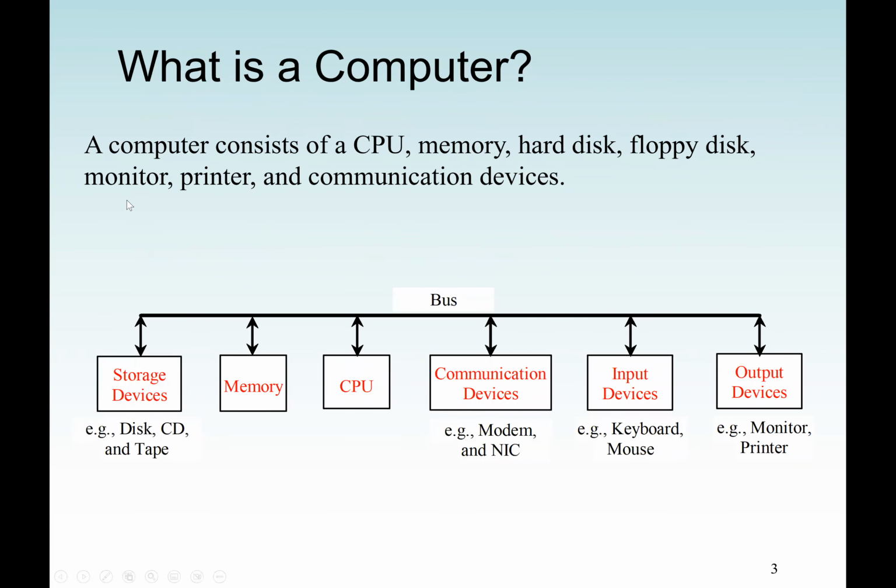So what is a computer? Here we say a computer consists of a CPU, memory, hard disk, floppy disk, monitor, printer, and also the communication device. So any electronic device that has an input device, such as a keyboard and a mouse, and also has an output device such as a monitor or printer, and a CPU, which is the central processing unit, memory, and also a storage device such as a CD or hard drive to store data, then it's a computer. So we shall go through each component.